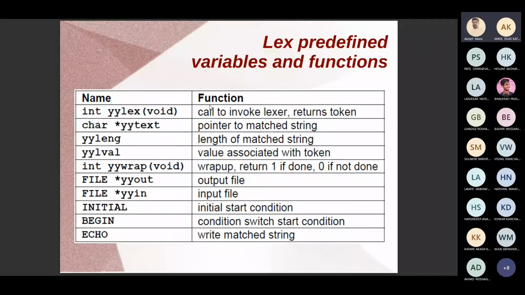These are the file pointers that you have to use to output to a file or input from a file. So these are used whenever you pass the command line file to read it as an input. You can use these two variables, the file pointers, that are assigned the output and input whenever you write the output into a file. INITIAL is the initial starting condition. BEGIN is a condition switch for the starting condition. ECHO is used whenever you have to print the matching string.